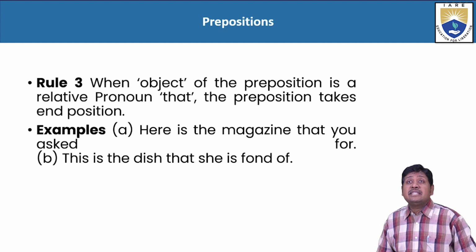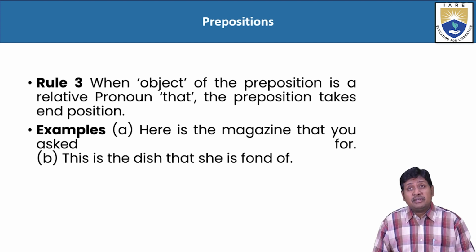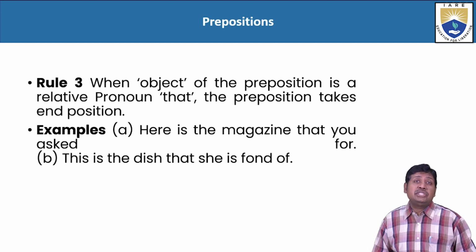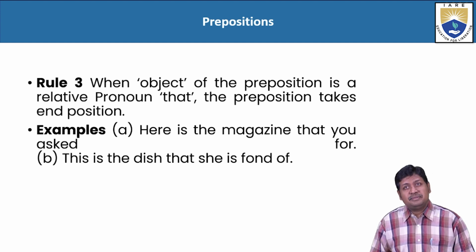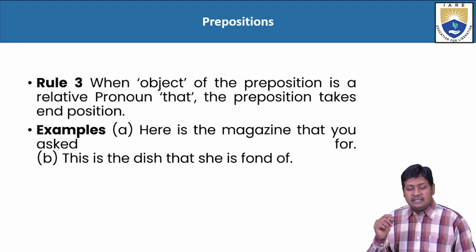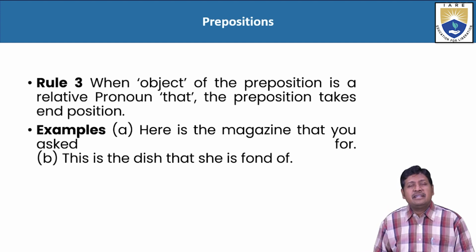Here is the magazine that you asked for. This is the dish that she is fond of. So the object of the preposition is the dish that she is fond of. Again, in the second example, the preposition is of, that is used at the end of the sentence. All right.